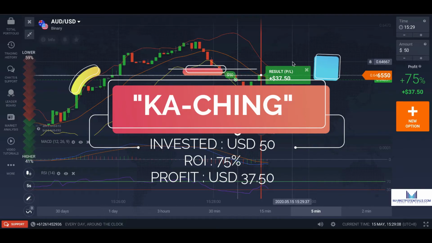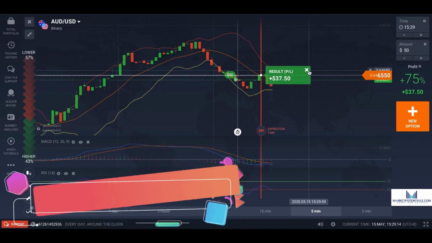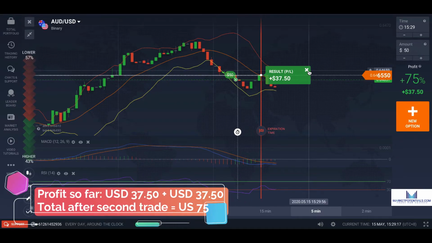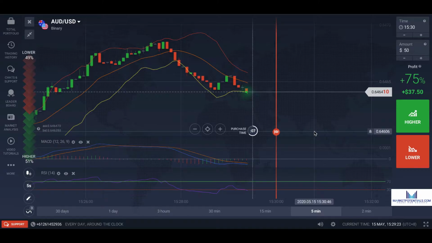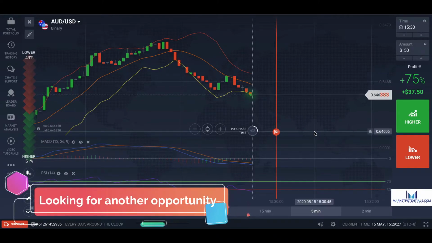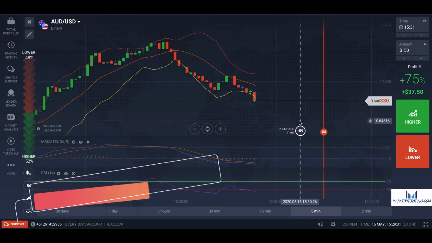All right, so again, the first trade, I think it was less than a minute ago, was $37.50. The second trade, again, $37.50. So we are now up $75 this afternoon. All right. Now I'd probably be looking to make another one, but a little bit tight there to do it, but that's all right.